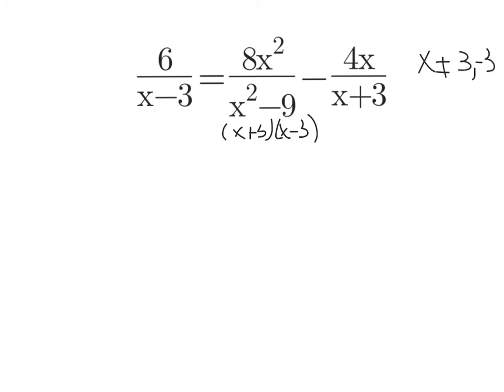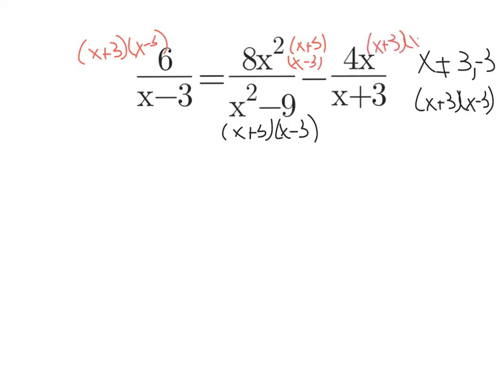And I also need my LCD. My LCD is x plus 3, x minus 3. That's what I'm going to multiply every term by. So here I go. I'm going to start with this first term, multiply it times x plus 3, x minus 3. Same thing with the middle term, x plus 3, x minus 3. And the last term, x plus 3, x minus 3. Whoa, sorry about that. And let's see what happens.